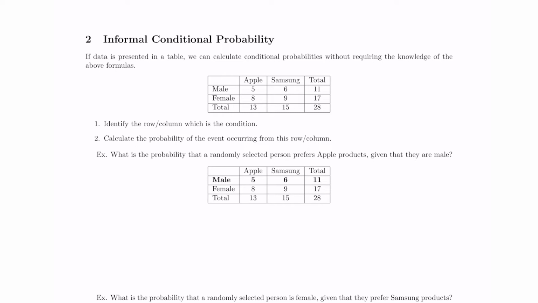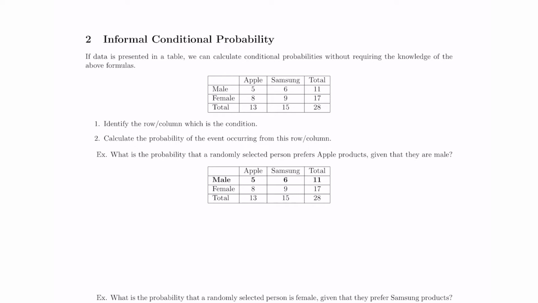So what's informal conditional probability? Essentially, if data is presented in a table, we can actually calculate the conditional probabilities without requiring knowledge of the above formulas. So here I've given you an example where we've got male and females, and the columns of our table are Apple and Samsung. So if the person prefers Apple products or if they prefer Samsung products.